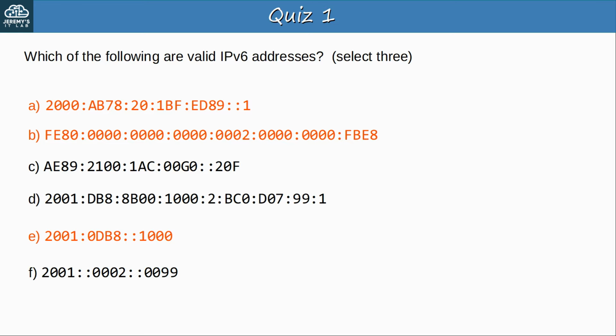An IPv6 address should have only 8 quartets of 4 hexadecimal digits each, separated by colons. And how about F? It's using the double colon twice. Remember, you can only use the double colon to shorten an IPv6 address once. Okay, let's go to question 2.